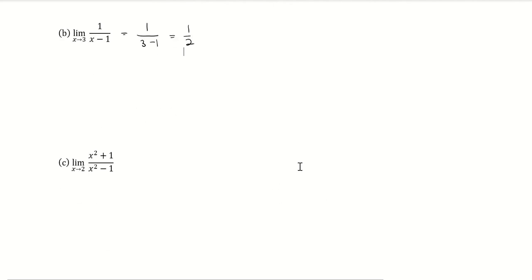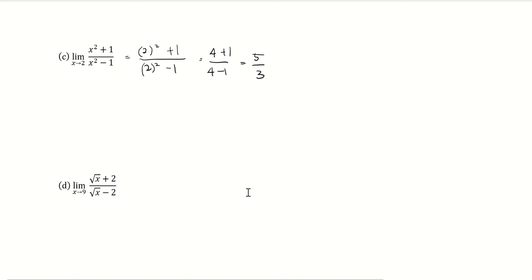Part c: the limit as x approaches 2 of x squared plus 1 over x squared minus 1. We just substitute, very easy. x equals 2, so 2 squared plus 1 over 2 squared minus 1. This is 4 plus 1 over 4 minus 1, which is 5 over 3. So the limit is 5 over 3.